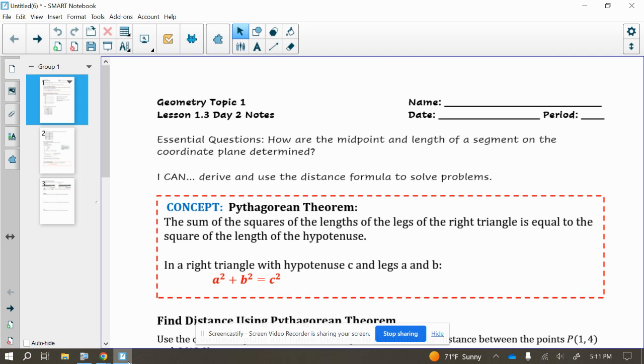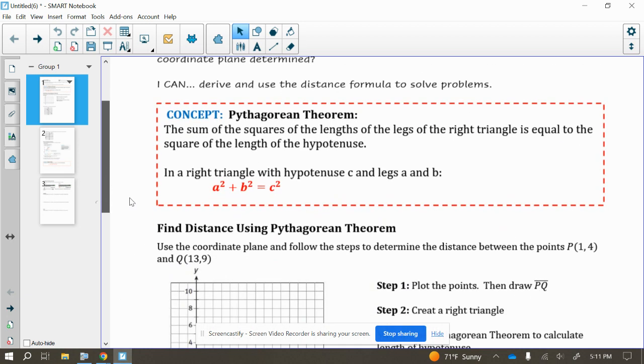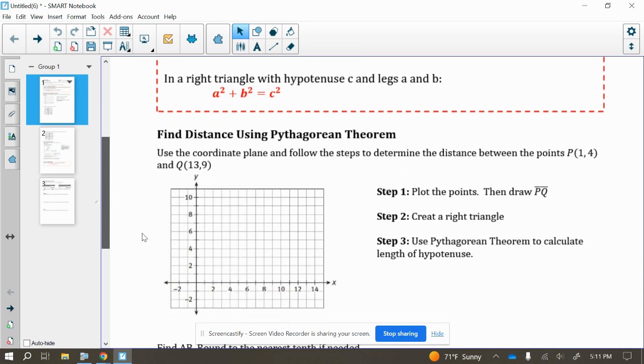Everyone, and welcome to lesson 1.3, part 2. Today we are going to talk about deriving and using the distance formula to find the distance of 2 points.